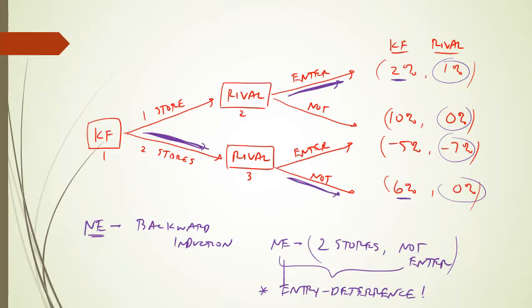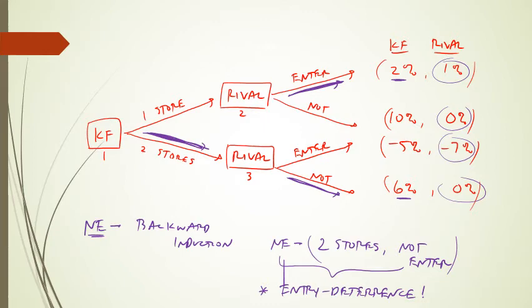Now we work back to King Foods and what they would do at node 1. Well, note here that King Foods knows exactly what the rival's best incentives are, or their decision is going to be at nodes 2 and 3, because it can see ahead to what is in their own best interests. So it knows if it builds 1 store, the rival's going to go ahead and enter, so King Foods will only get 2%. If it builds 2 stores, it knows the rival will stay out and King Foods will earn 6%. So King Foods builds 2 stores.